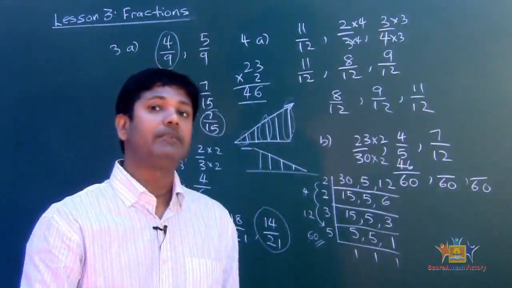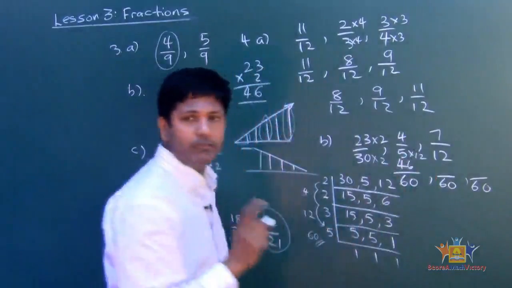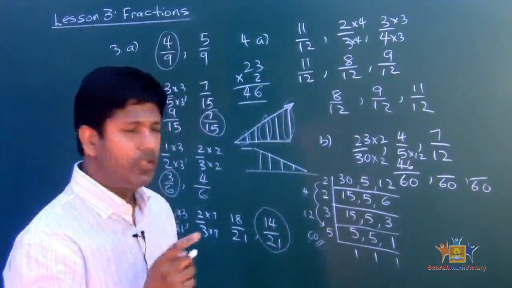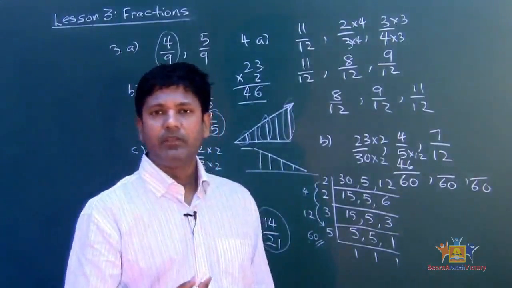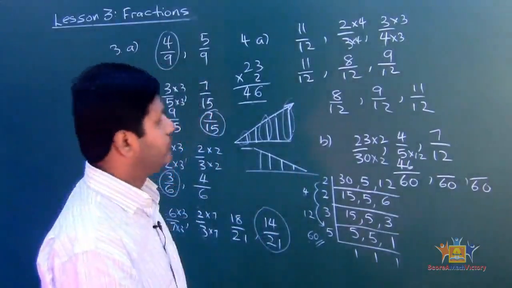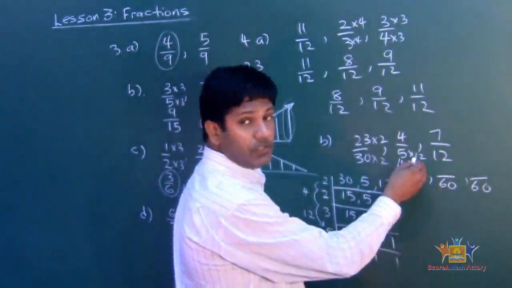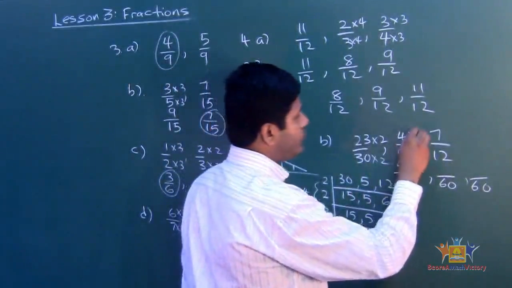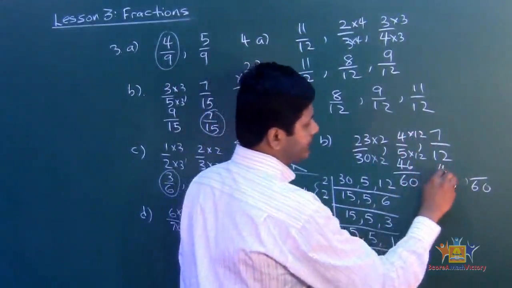Now how do I go from 5 to 60? Exactly, 12 times 5 is 60. That means I'm multiplying this by 12. See how important it is to have a very strong timetable? The moment I ask you 5 times what gives me 60, which is 12 times 5. If I multiply the denominator by 12, I have to do the numerator also by 12. 4 times 12 is 48.